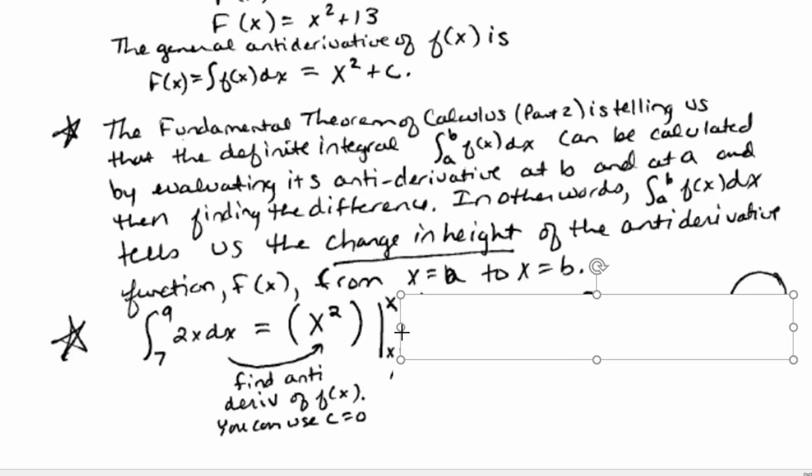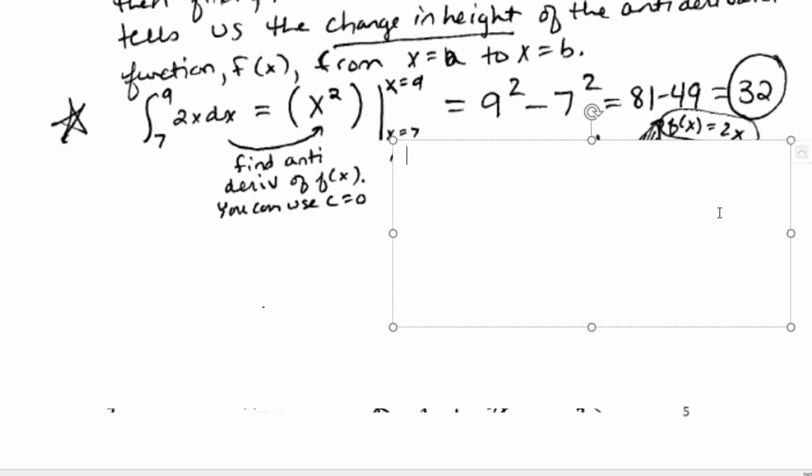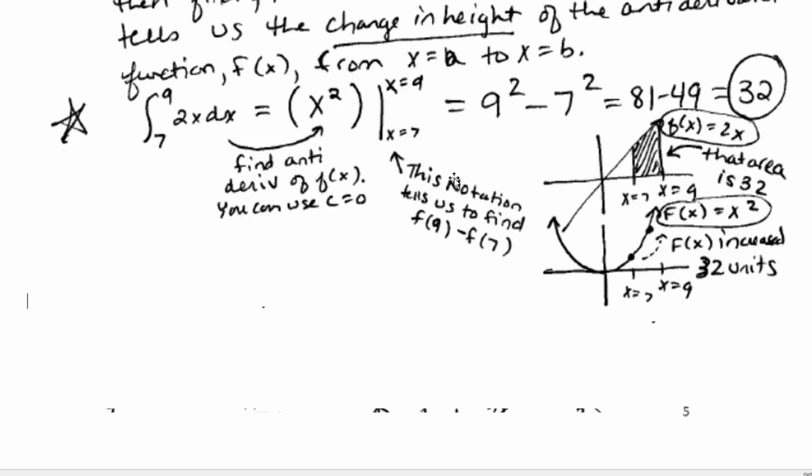I then need to calculate the value of this antiderivative at x equals 7 and x equals 9 and subtract: capital F of 9 minus capital F of 7. So I take x squared at 9, so 9 squared, and x squared at 7, so 7 squared, and then subtract. I get 81 minus 49, which is 32. So what did I just calculate when I did this? Two things, two ways we want to think about that calculation.